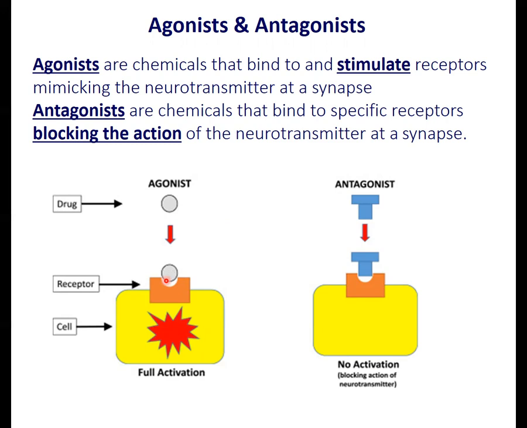Antagonists are opposite to that, really. You can see the antagonist drug here, it is able to fit into the receptor, but it only fits into the receptor and blocks the receptor. So it basically stops the receptor from receiving any neurotransmitter, but it doesn't activate the cell itself, unlike the agonist. Okay, so the antagonist blocks up the receptor and blocks the action of any neurotransmitter with that particular receptor.